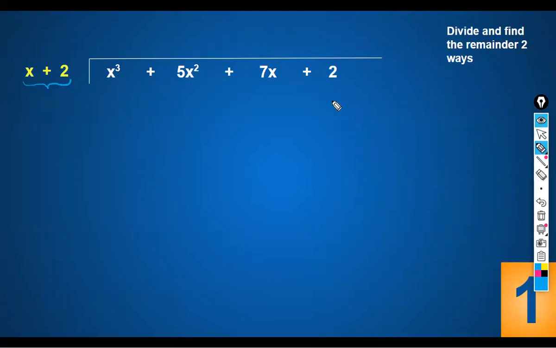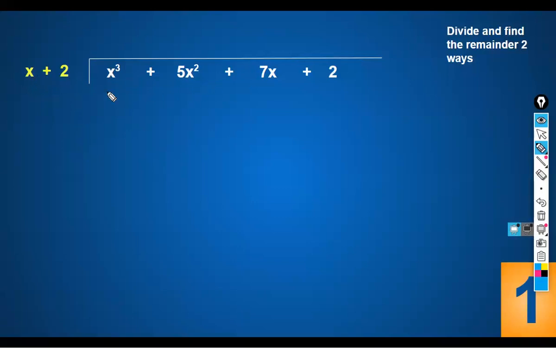But that's what we're trying to do. We're trying to find out if the yellow is a factor. Now, if the x plus 2 is indeed a factor, then the remainder at the end of the question would be 0. So let's work this out and see if we get a remainder of 0 or if we don't.